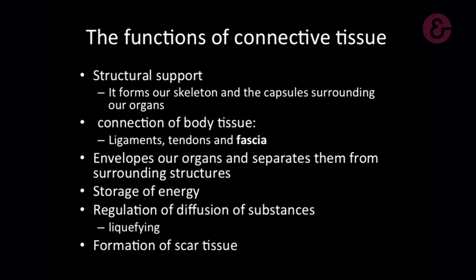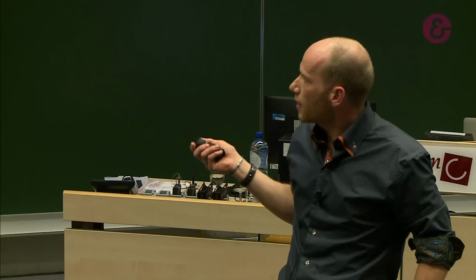What are the functions of the connective tissue? Especially structural support, because our skeletal system is connective tissue. There's just more collagen. It's just a different combination of the fibers, the extracellular matrix and the cells. The ligaments, the tendon and the fascia are connective tissue. Connective tissue envelops all our organs and separates them from the surrounding structures, so it makes movement possible. It's also storage of energy, regulation of diffusion of substances, and the formation of our scar tissue.